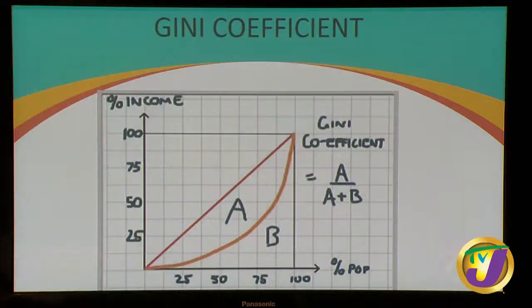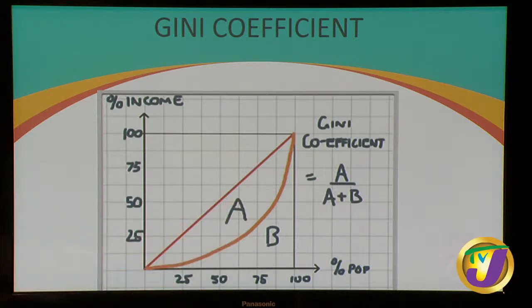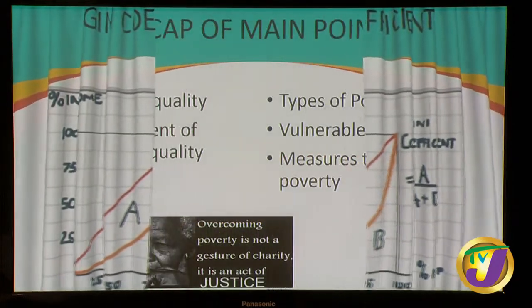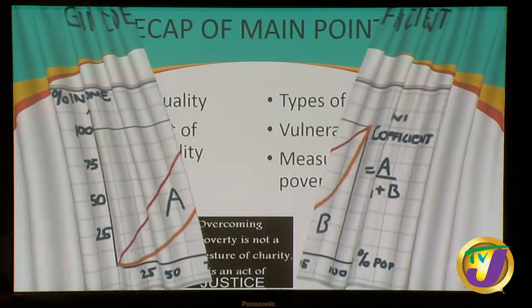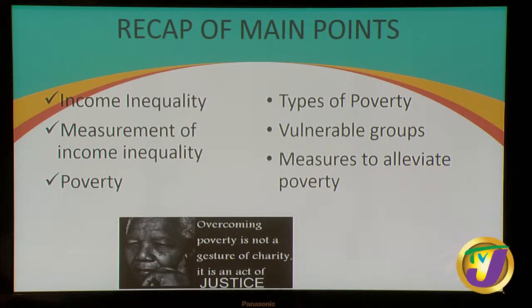Just to remind you how the Gini coefficient is calculated, it's the area of B divided by the two areas here, A and B. Now let us just recap the main points for today. We looked at what is income inequality, the unequal distribution of income, and we looked at how it is measured using two measurements. It's the Lorenz curve and the Gini coefficient.